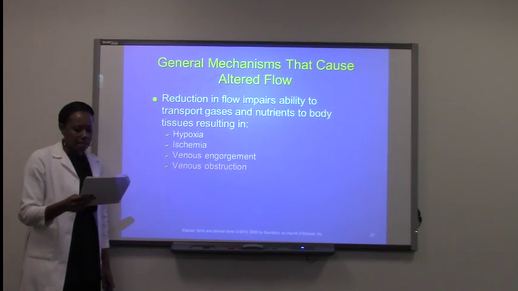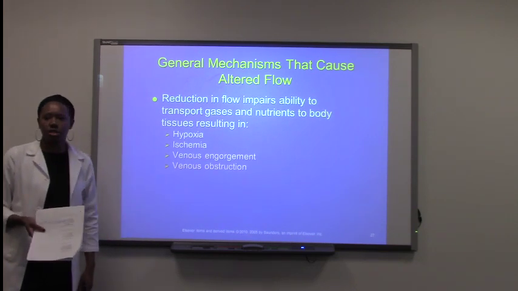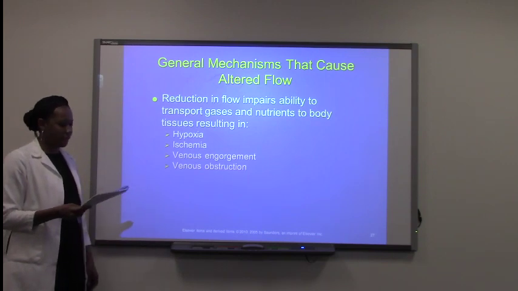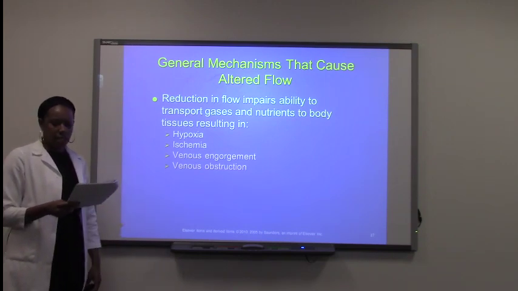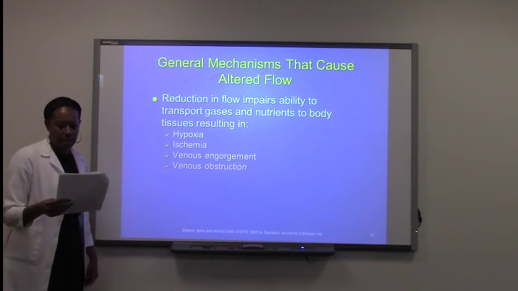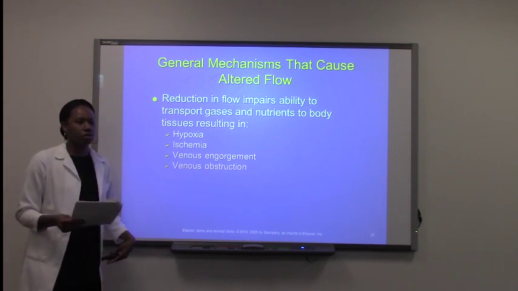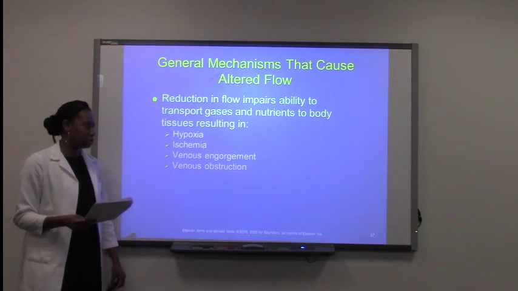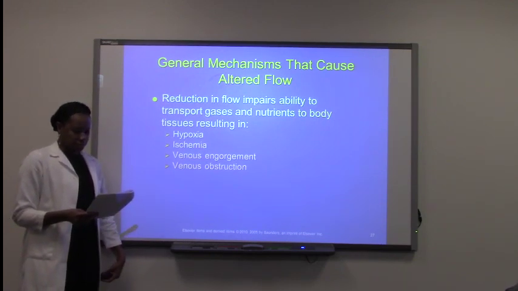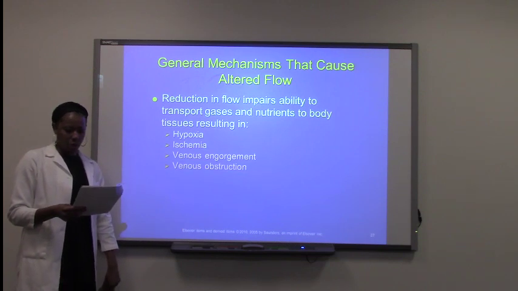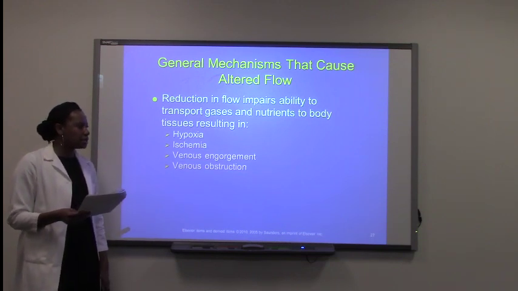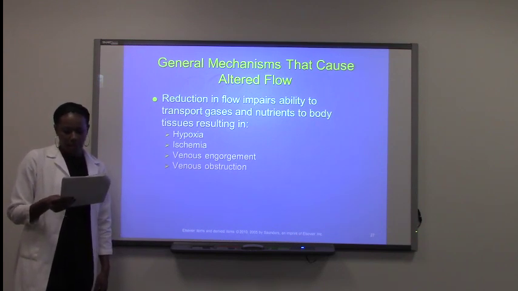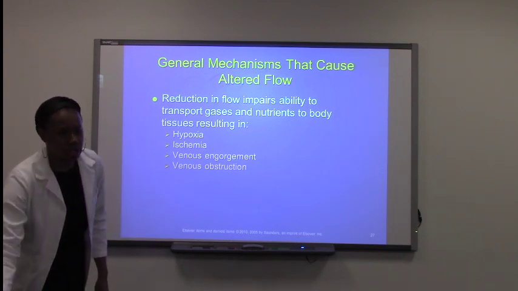Hypoxia is going to be a decrease in oxygen supply. Ischemia is going to be a decrease in blood supply to tissues. And then venous engorgement is going to be an increased amount of blood in an organ that can lead to congestion.